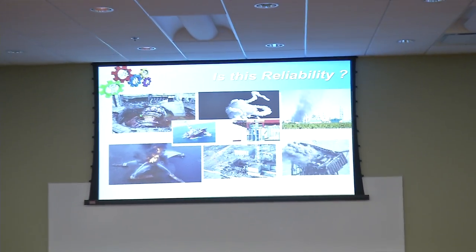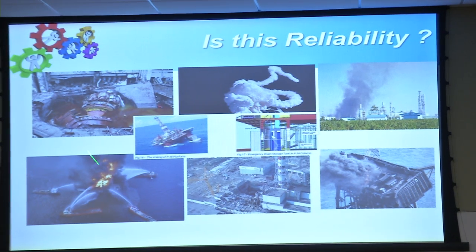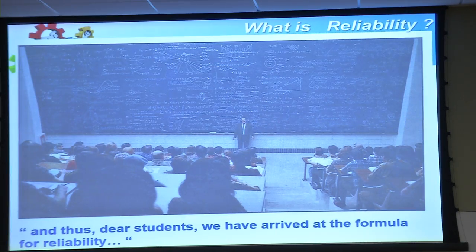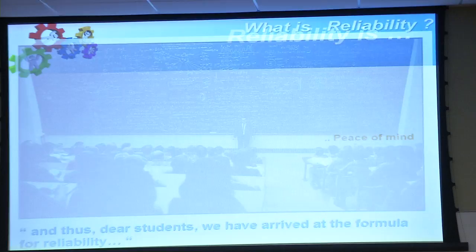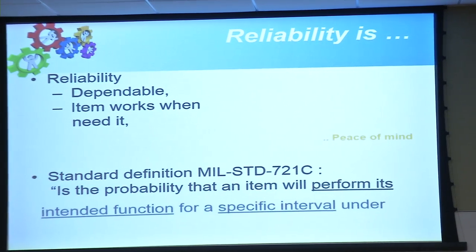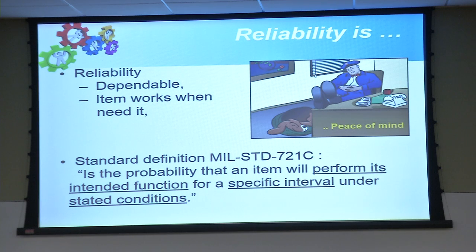Is this reliability? All these big failures: this was Russia, the space shuttle, BP Horizon, all these problems. That's in the UK over there. All these issues, is this reliability? You come to university here, spend a whole semester, learn all these formulas, is that reliability? Reliability is being dependable: an item or anything works when you need it. The standard definition is the probability that an item will perform its intended function. But really, this is peace of mind.